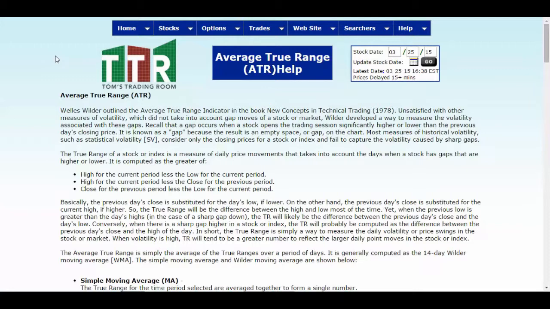This is an indicator that was created by Welles Wilder, and it is a means to measure volatility in a stock, index, or ETF. Back at the time that Wilder was doing his analysis, there was not a means of calculating volatility that took in the fact that stocks or indexes gap. So his formula accounts for the gaps in price. It's usually used over a 14-day period of time, so it's generally computed, as it says down below here, the 14-day Wilder moving average, the WMA.